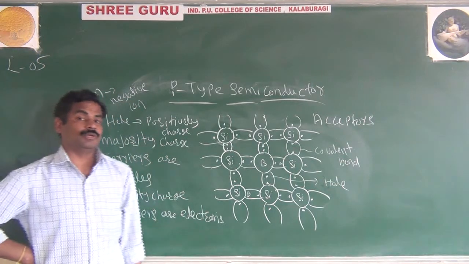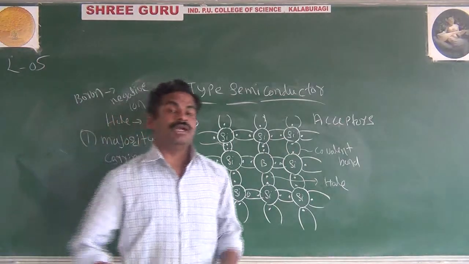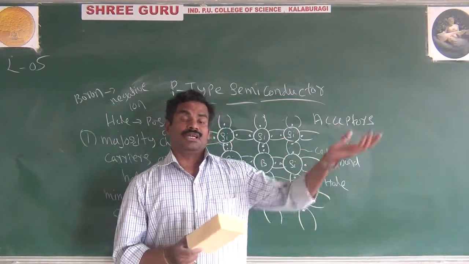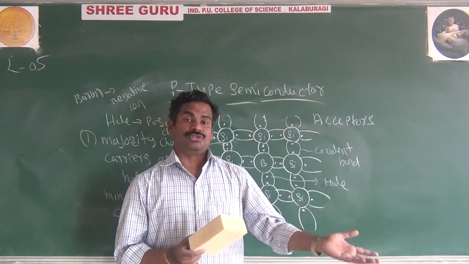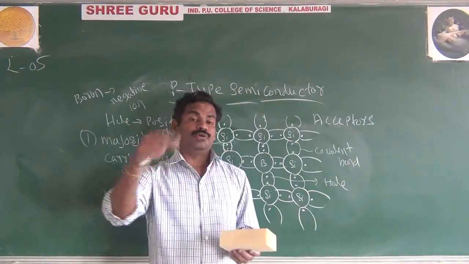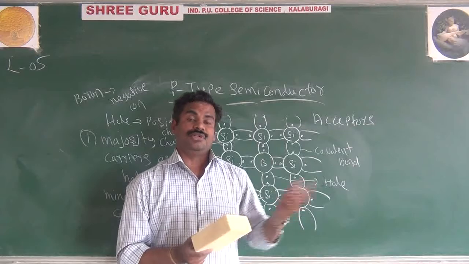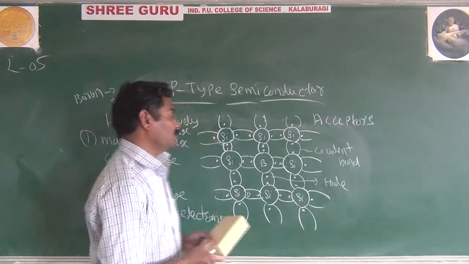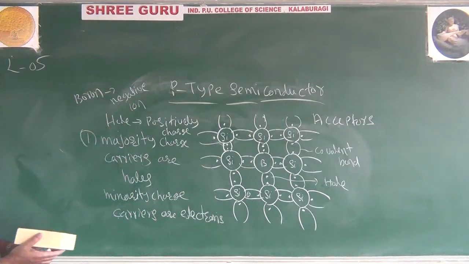Why do you get a negative immobile ion? Whenever you are adding trivalent impurities, that added impurity gives extra holes, and if the holes come outside, that atom, especially boron or aluminum, acts as a negative ion. This is about the importance of the p-type semiconductor.